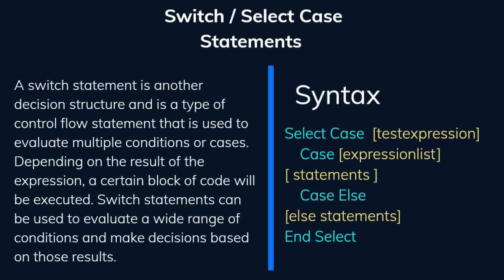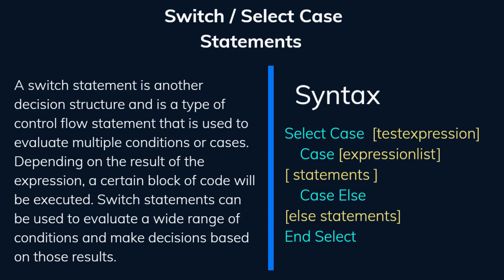In this video, we'll be discussing another important part of generally all programming languages, including VB. So, we'll today be discussing switch statements. What exactly are switch statements? A switch statement is another decision structure and is a type of control flow statement that is used to evaluate multiple conditions or cases. Depending on the result of the expression, a certain block of code will be executed.